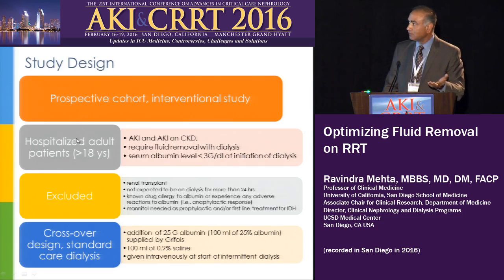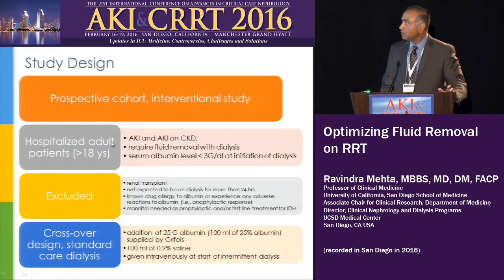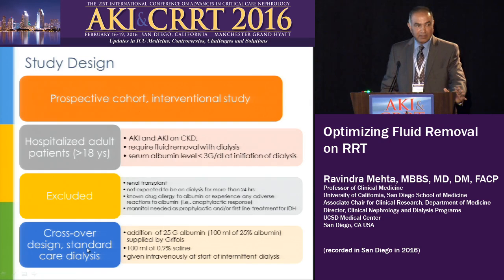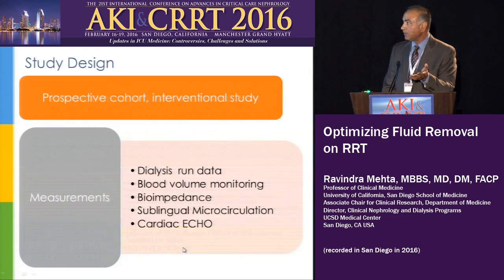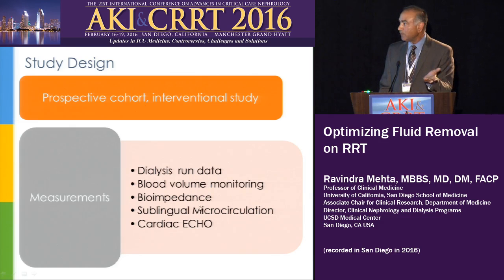This is an ongoing study itself, but these are hospitalized adult patients who have AKI and AKI on CKD, who require fluid removal, and their albumin level is less than 3 grams per deciliter at the time of dialysis initiation. These are the exclusion criteria, and it's a crossover design where patients are randomized to either start with getting albumin, 25%, 100 mL, so 25 grams of albumin, or 100 mL of normal saline at the start of dialysis. And then we are tracking their dialysis run session overall, and we are looking at blood volume monitoring, bioimpedance, sublingual microcirculation, cardiac echoes.